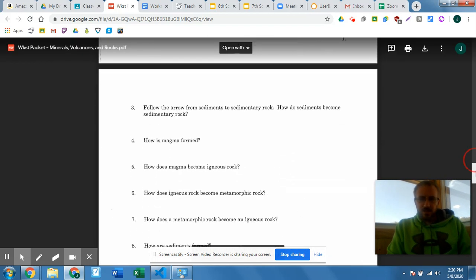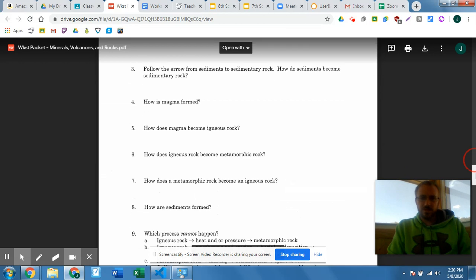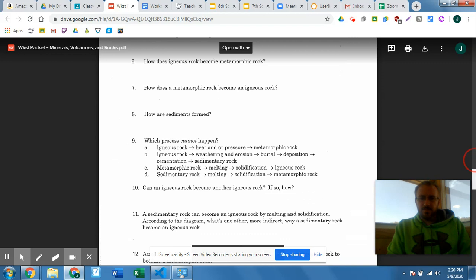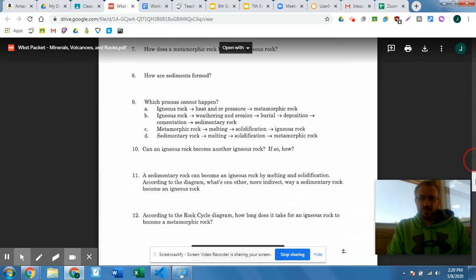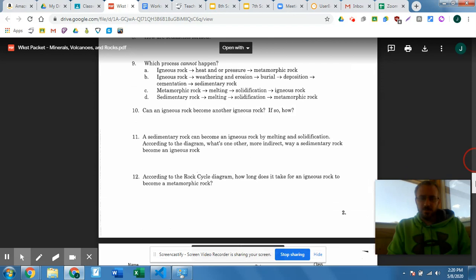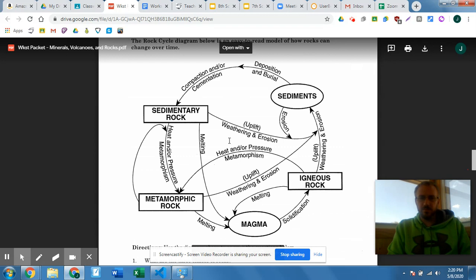So you're going to be looking at those arrows, answering all these questions. All of these ones come from just the rock cycle diagram. You can use all of it. All of them will come from this one. If you use your notes, oh well, it'll get you there too.